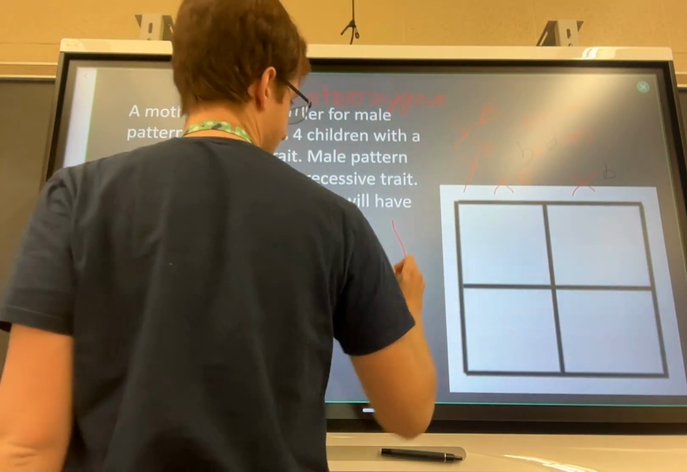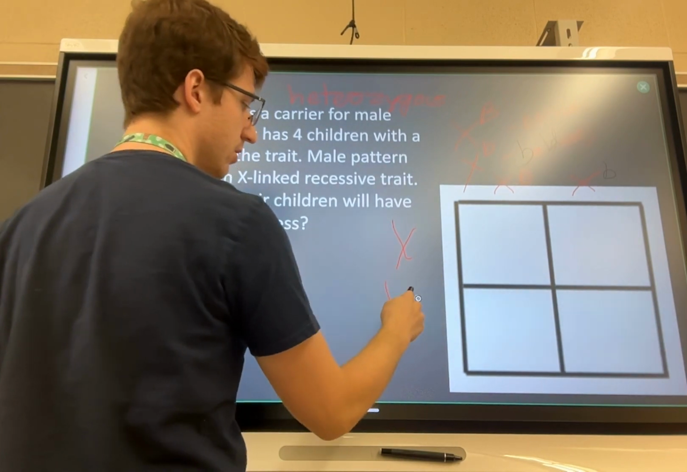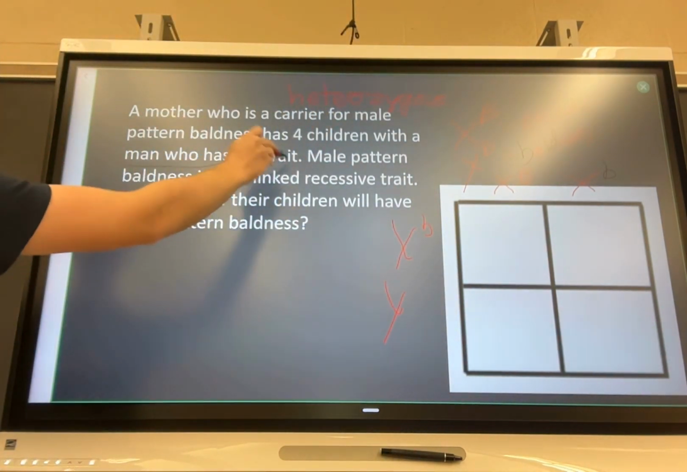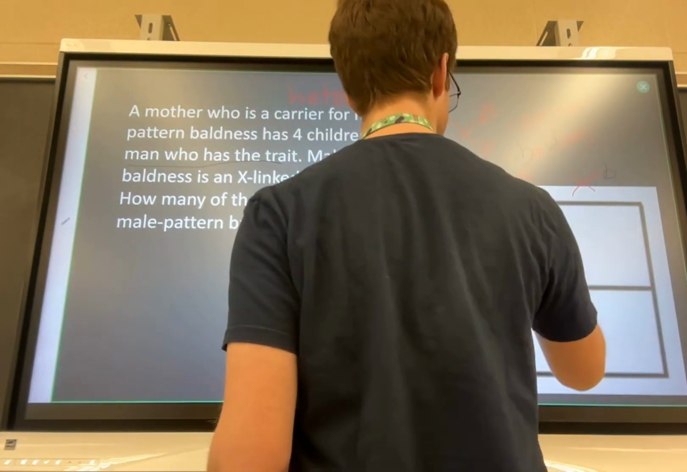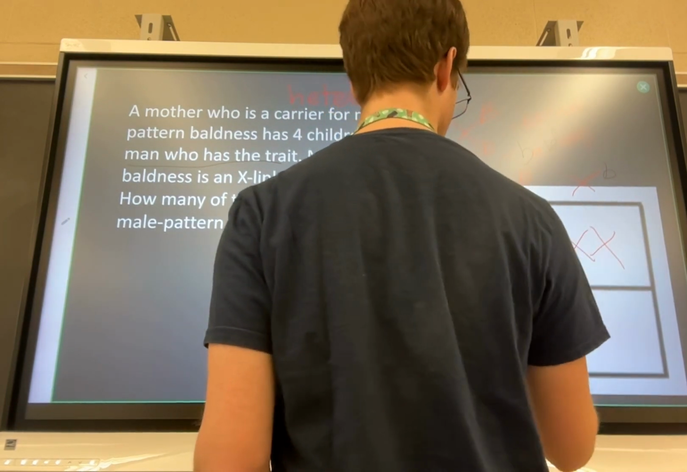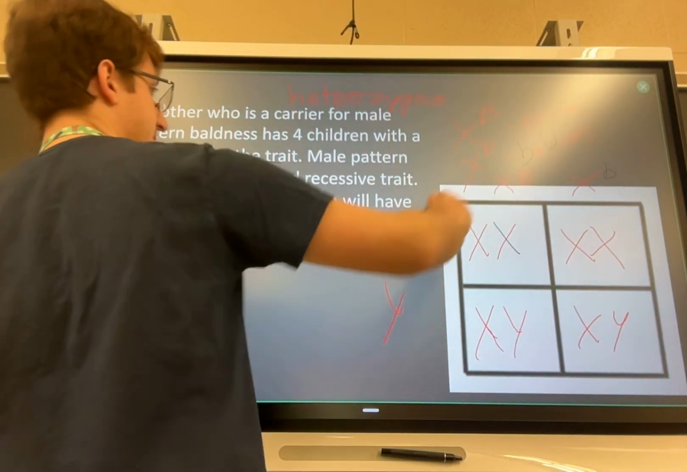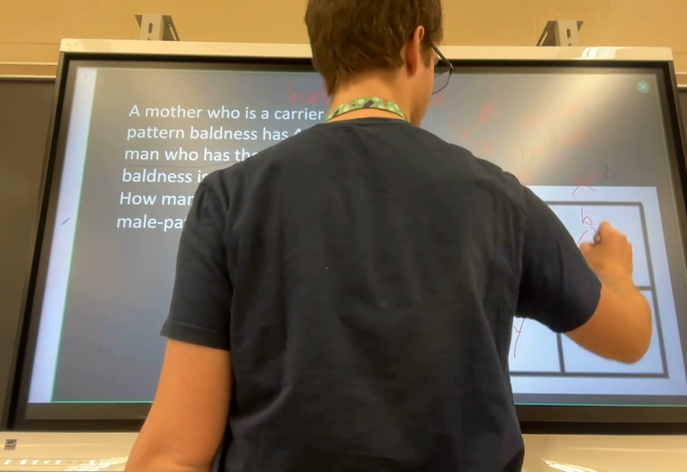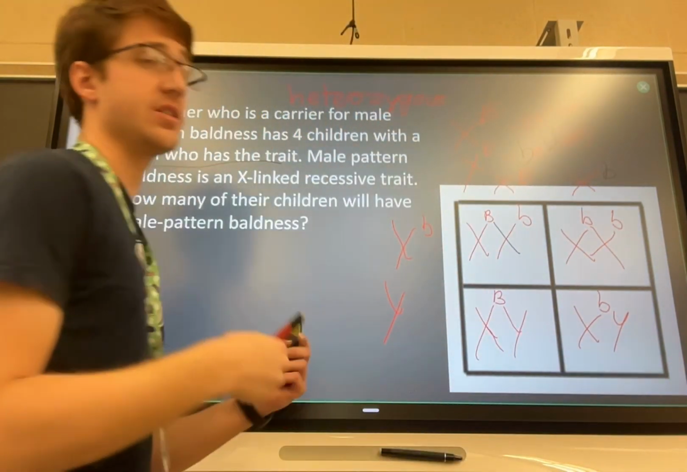She is a carrier, so she has a big B and she has a little b. The male has an X and a Y chromosome. We said the Y does not get anything in terms of a trait, but the X has to be little b because he has the trait. So if we cross them, we are going to cross X's. I like to do X's and Y's first, but that is just personal preference. And then we are going to figure out the traits. So the big B will come down, little b will come down, little b will come across, and the Y chromosome doesn't transmit anything across.